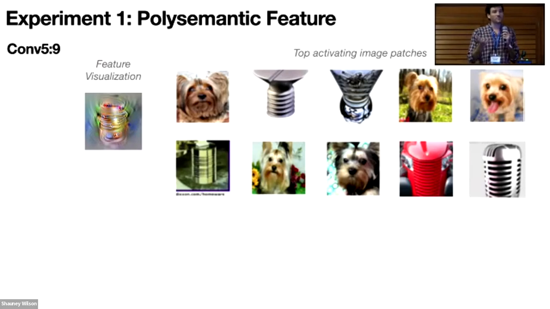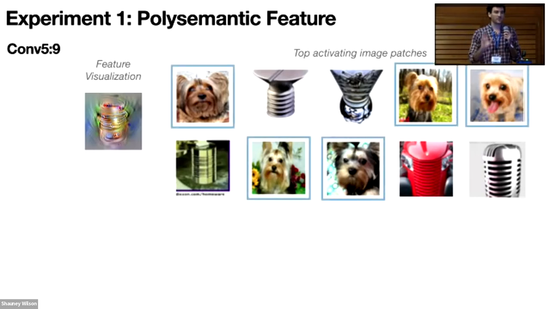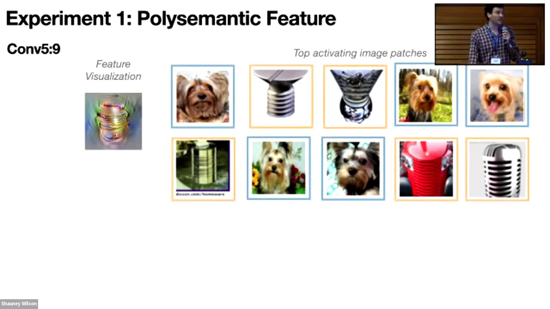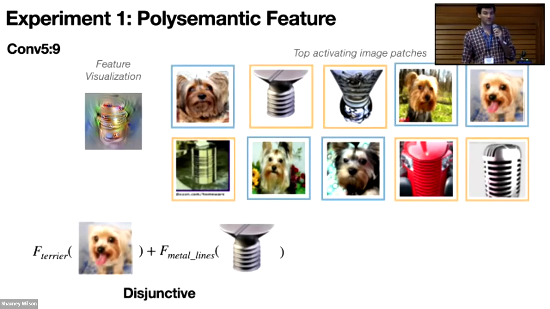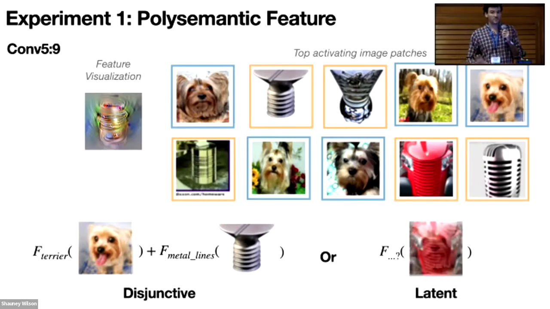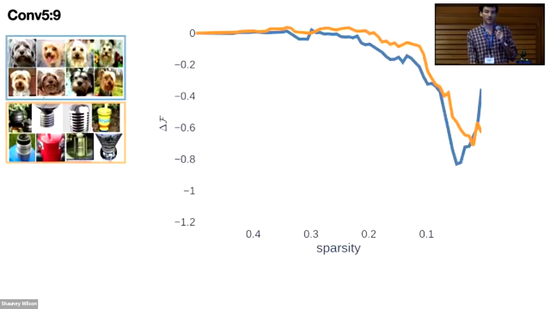And when you do that, sometimes you'll identify what have been called these polysemantic features. So this feature seems to like terriers and it likes metal lines. Okay, so it seems like a good candidate feature for disjunctive, right? Maybe it's the combination of a terrier detector and a metal lines detector. Now, this is an empirical question though, right? Like it could be that there's a latent commonality between the two that we just can't perceive. So we're going to arbitrate on this distinction by extracting subnetworks.